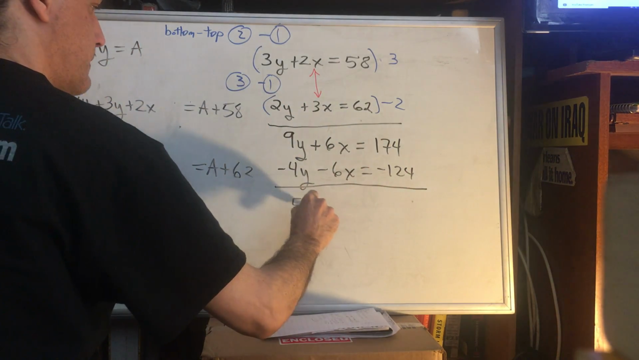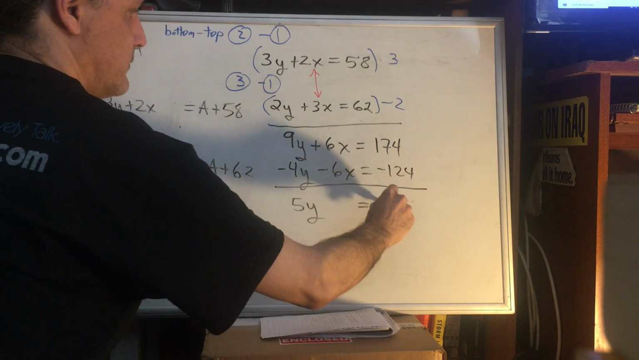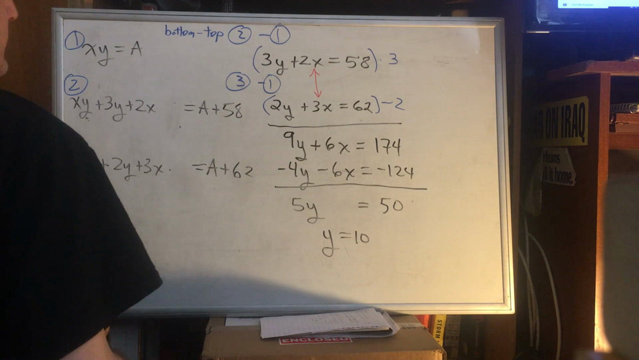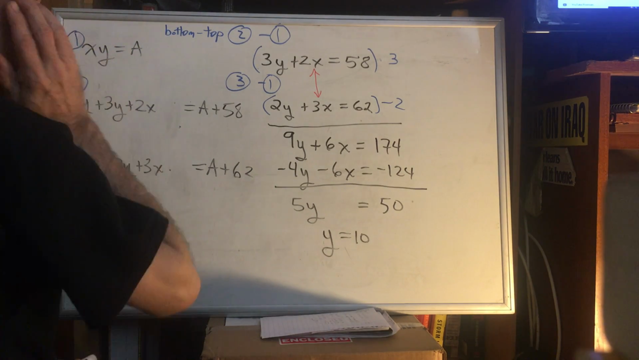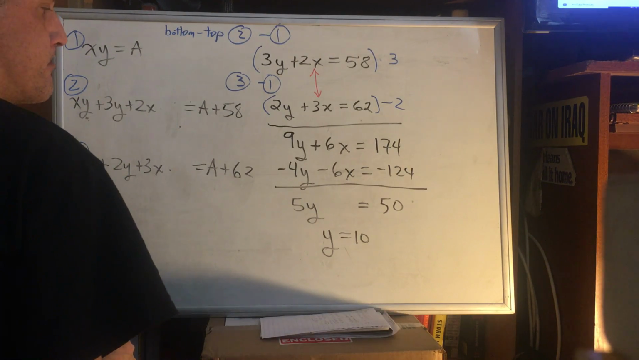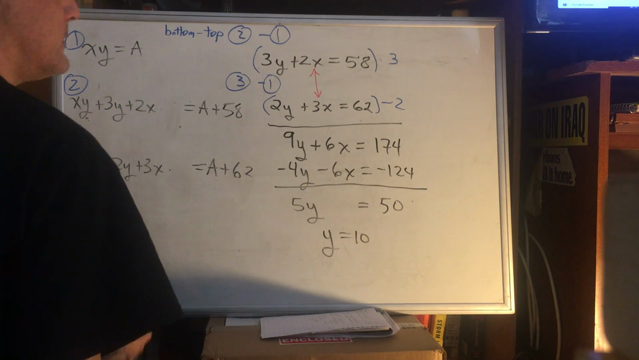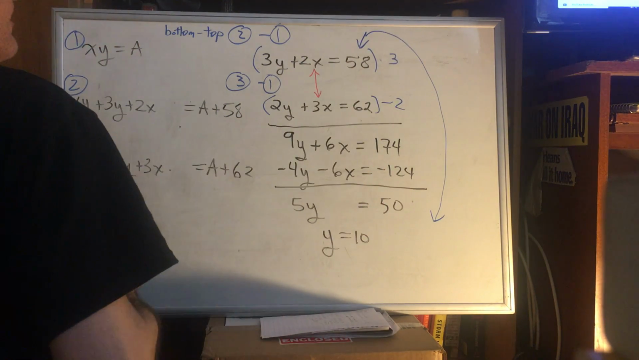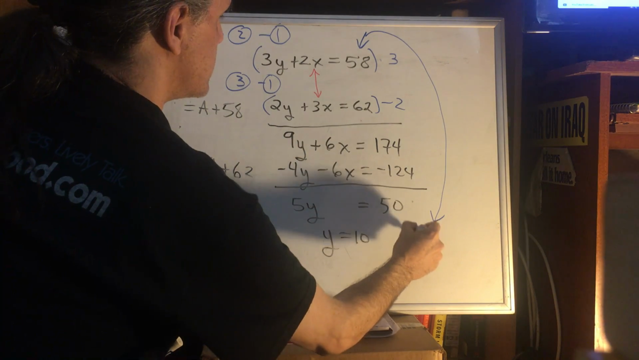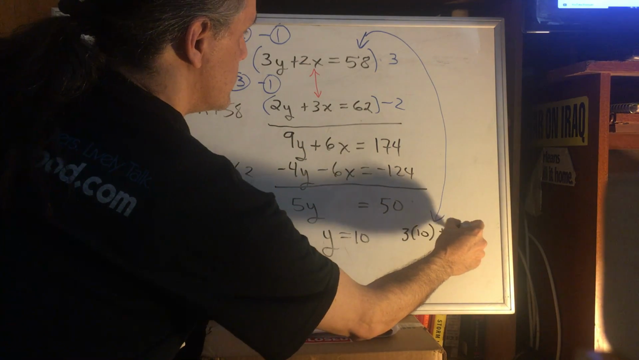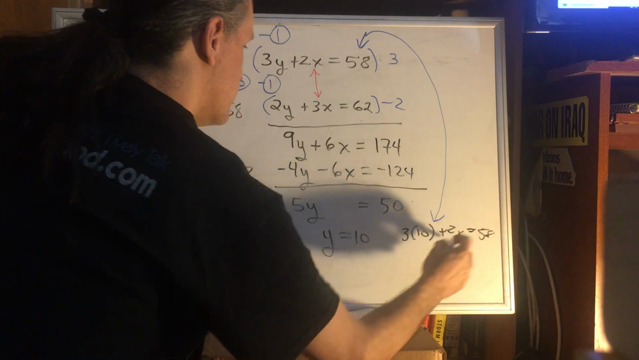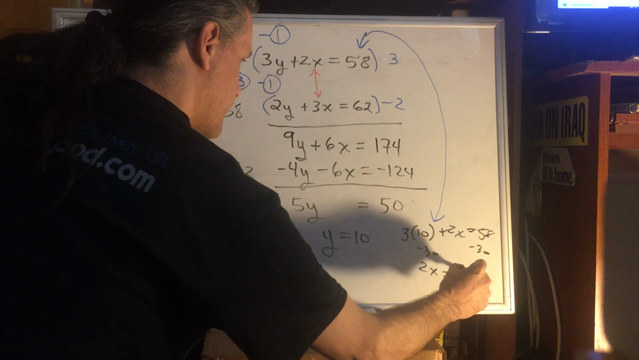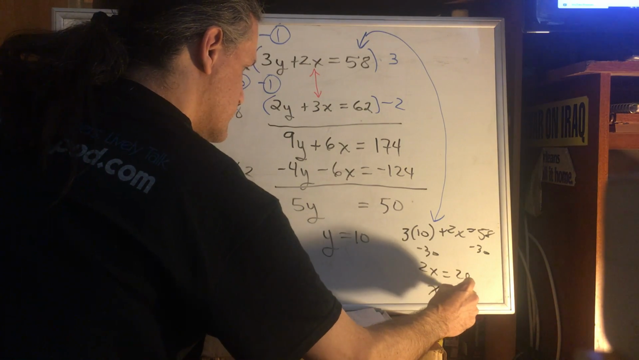Now you go ahead. This is 50. Okay, so y is 10. And then it doesn't matter which equation you use to get the x. So I'm going to use this one. Okay, so then 3 times 10 plus 2x equals 58. Subtract 30 and divide by 2. So x is 14.